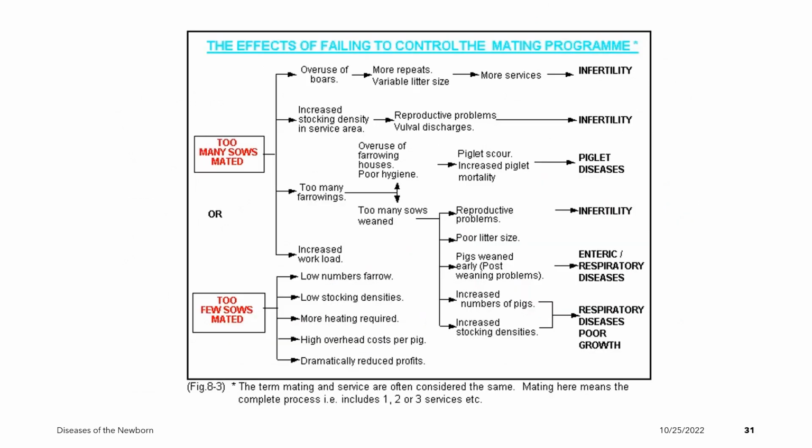Another factor that can lead to the increase in piglet mortality or to the occurrence of piglet diseases is the breeding management. So in this diagram, you have here the effects of failing to control the mating program. We have here the two major factors: too many sows mated and too few sows mated. These factors can lead to the development of piglet diseases. Also, this is included in your oral exam.